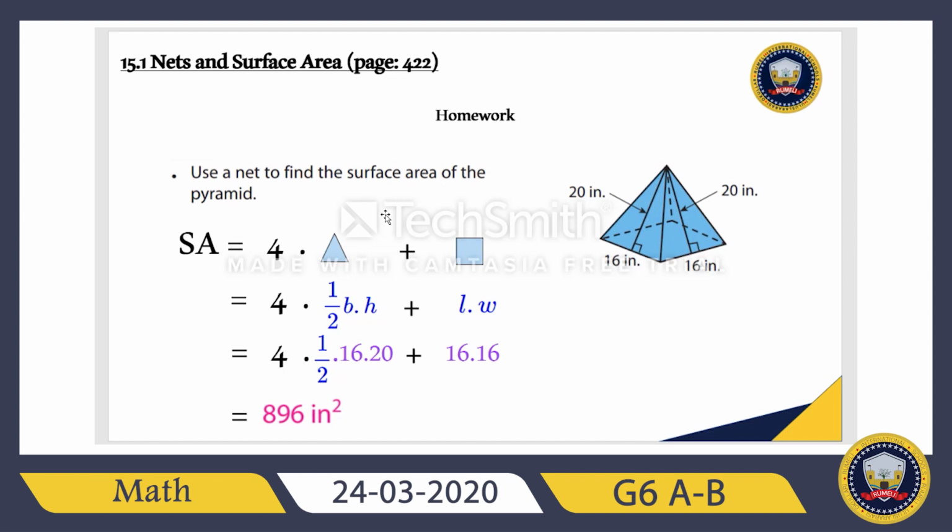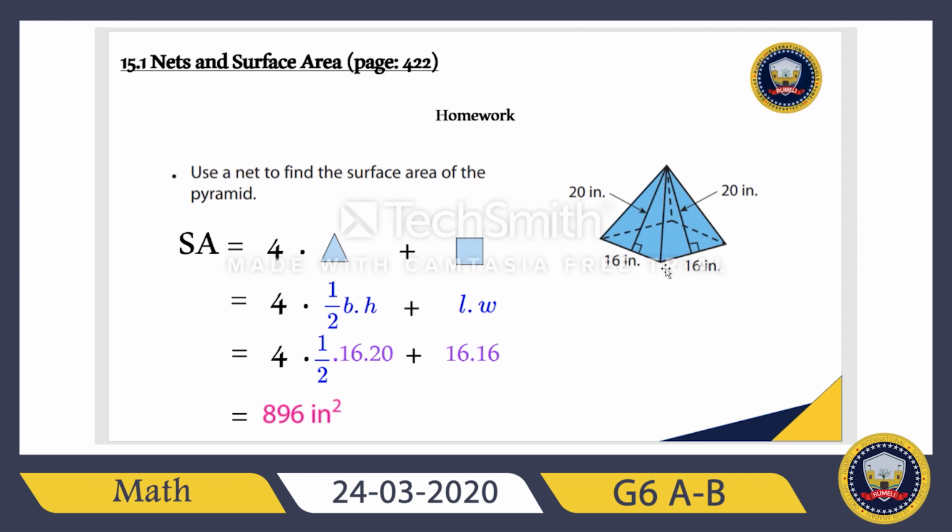So we wanted to use the nets to find the surface area for the pyramid. We have here a pyramid. It has a square base, which is from the bottom here, and it has four triangles as sides. So the surface area of my pyramid is equal to the area of the net. What is the net? I'm going just to open this or unbox this shape here.